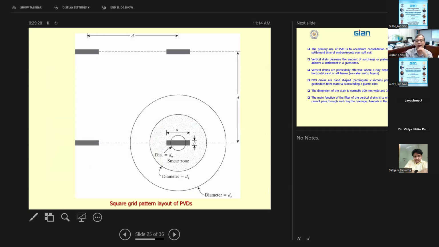Then the square grid pattern layout of PVD: you see there's one PVD here, one PVD here, one PVD here, one PVD here, the 4 PVD. If you know the spacing D, you need to calculate the equivalent diameter, DEU, for one PVD. So you need to calculate how much is the smear zone, how much is the width, how much is the thickness. If you know that, easily you can calculate the equivalent diameter. That is the area that one PVD is responsible for to drain the water out.